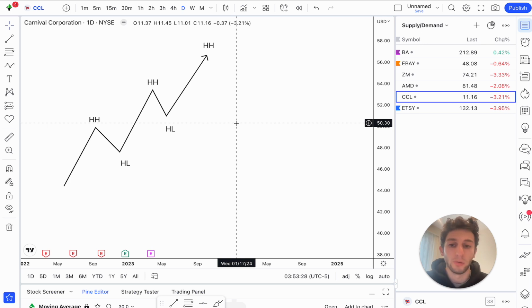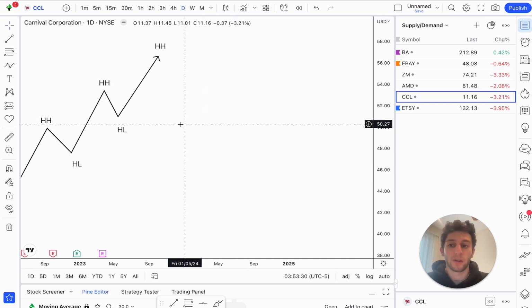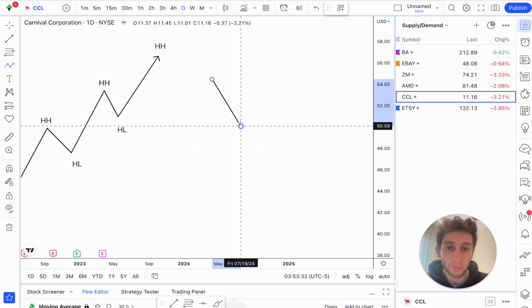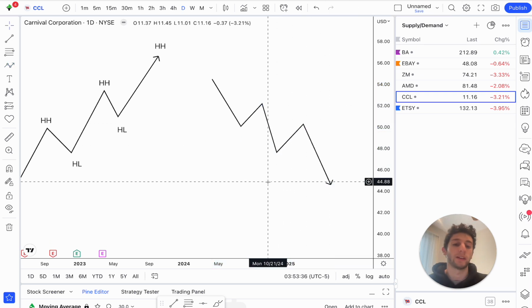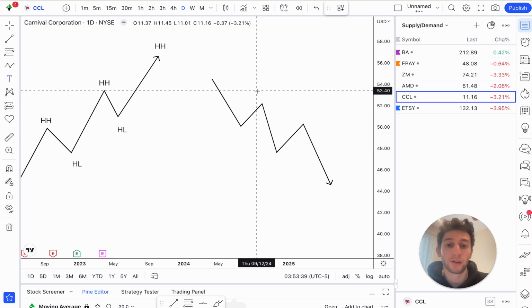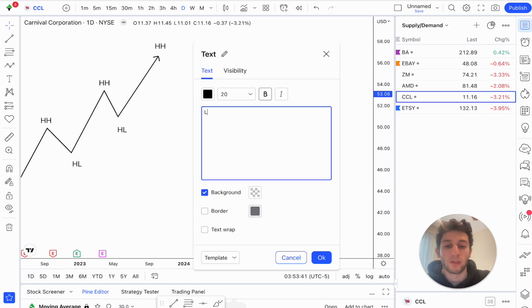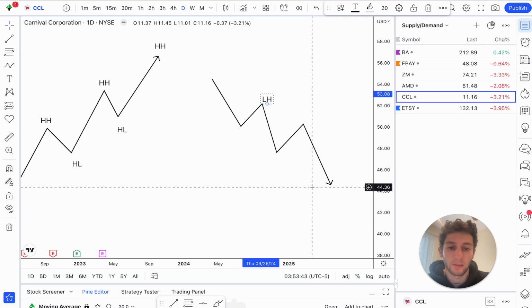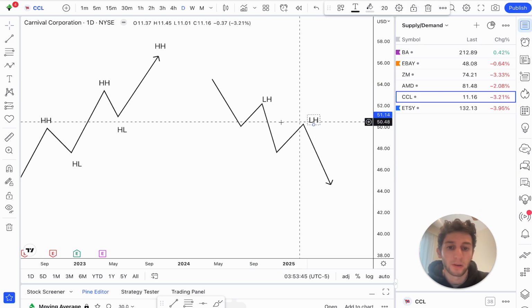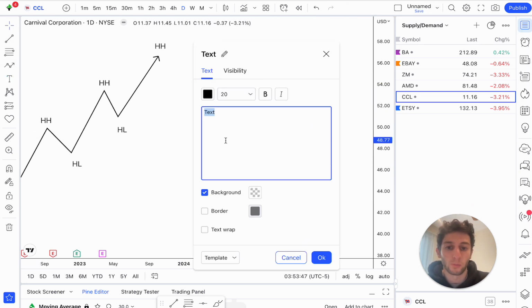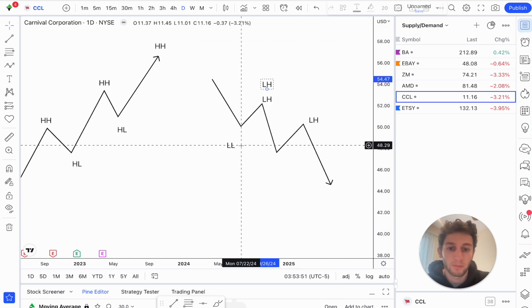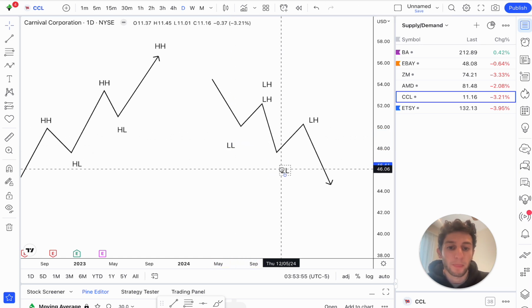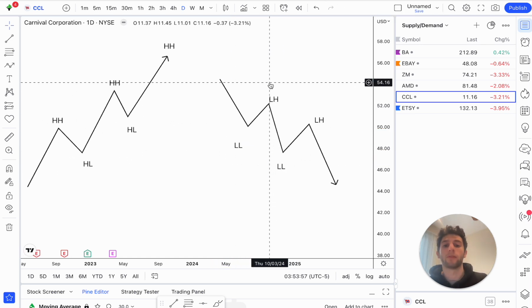Let's move on to the downtrend, right? Downtrend also very simple. If we're making lower highs and lower lows, that's going to indicate a downtrend. So here you can see we're making lower highs, just like that. And here we're making lower lows as well, just like that. There we go. Okay. We have our lower lows, we have our lower highs, and very, very simple stuff.